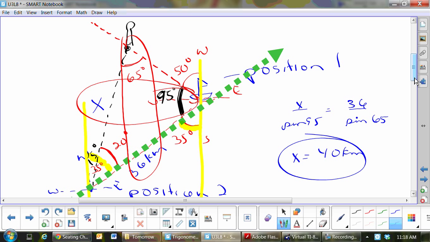That's weird, because we're done. Yeah. Well, I didn't do it upside down. I always put my unknown top left. So if you went sine 95 over x equals sine 65, you've got work to do after, because you've got to flip it, right? So just being proactive.